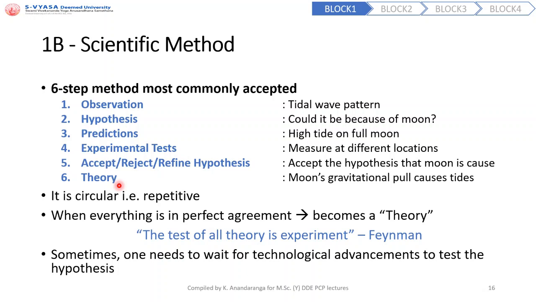Therefore, it is a circular, repetitive process. In case you found something else was the initial hypothesis to begin with, and you found out that you have to reject that hypothesis, then you go back with a new hypothesis. So this is the circular process. At the end of the day, when everything is in perfect agreement, it becomes a theory. And the test of all theory is experiment, as Feynman says. What this means is, without an experiment, you have nothing to prove. If you are unable to prove something, then it could be a theory until it is actually tested, at which point the theory may have to be revised as well. An example is where the theory cannot be tested with today's apparatus. So therefore, you have to wait for more technological advancements to help validate this hypothesis.